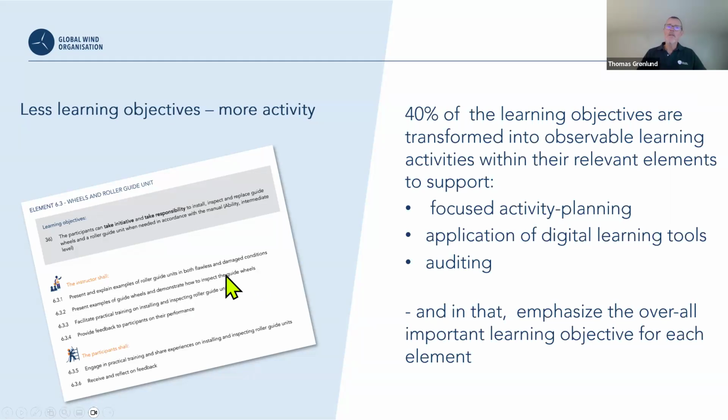The picture on the left side is just to present that. In element 6.3, which is actually 2 elements that have been merged, there were together maybe 7 or 8 learning objectives, and they have been cut down into just one learning objective, and then some activities they have to do.